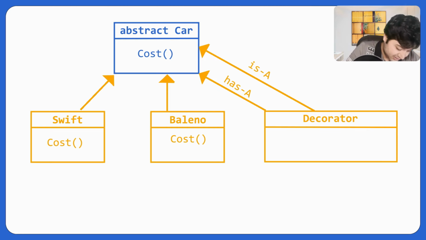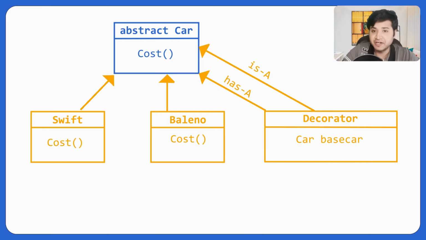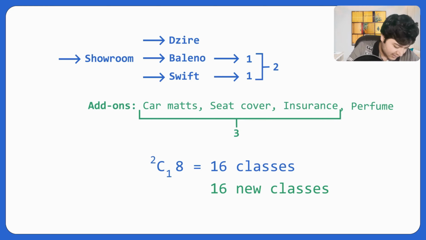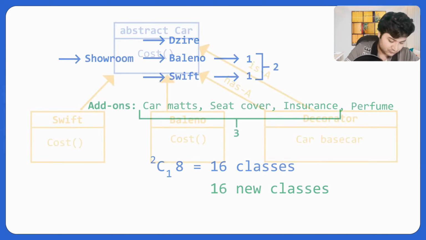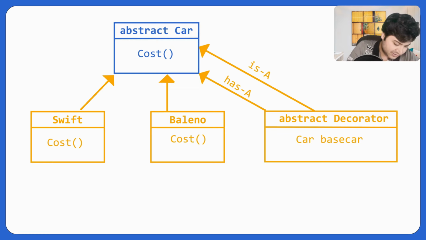Since it has a car object, we'll have to make it abstract. Since we are making it abstract, only then will all the decorators be able to extend this. Because what all decorators do we have? We have car mats, seat covers, insurance, perfume. All of these are decorators. So we'll make it abstract.